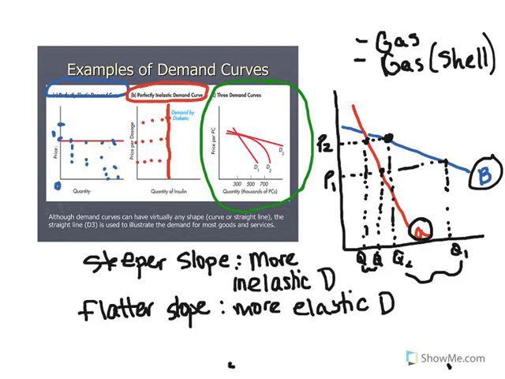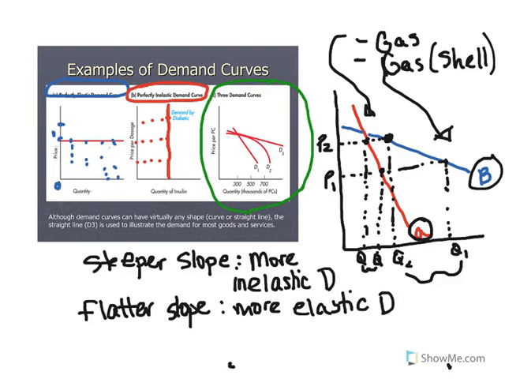So if I said which one of these demand curves is more likely to represent Shell gasoline, then of course you would choose the one that is more elastic. So the Shell gasoline would be demand curve B, whereas demand for gas itself would be demand curve A. So we have inelastic demand for gas, but we have elastic demand for the different brands of gasoline.